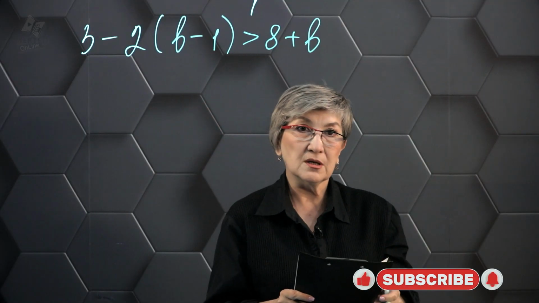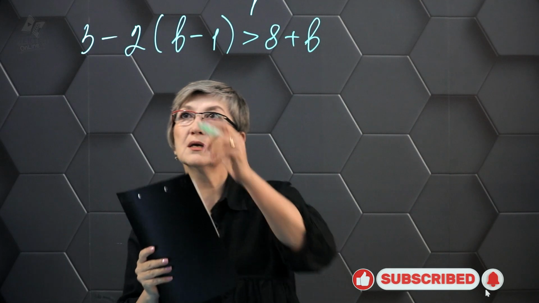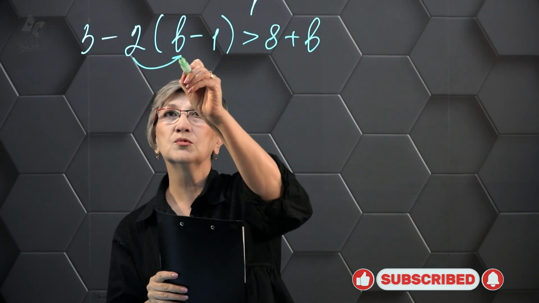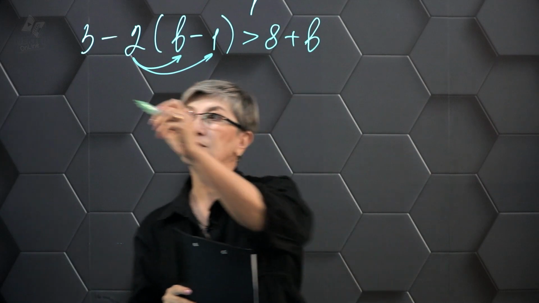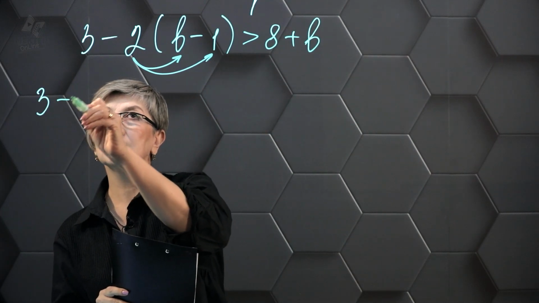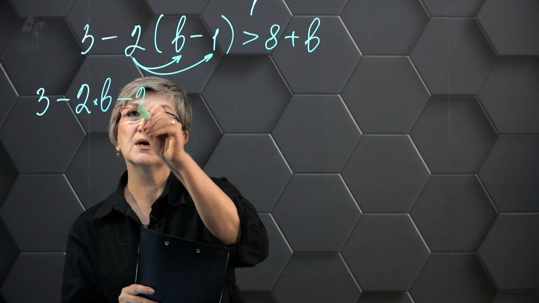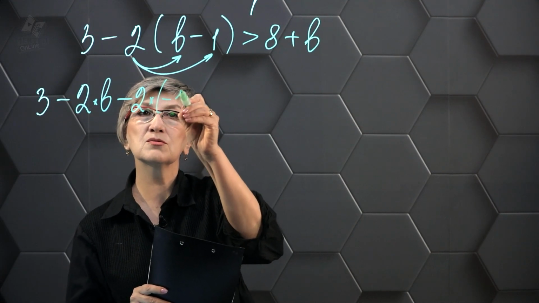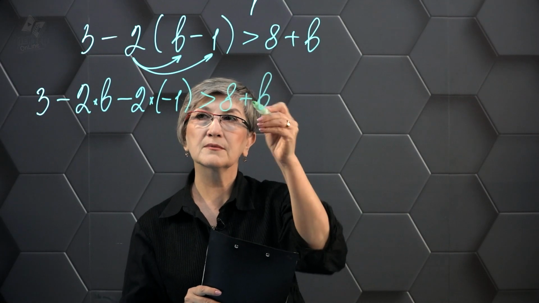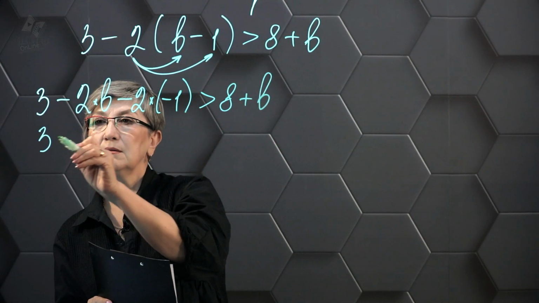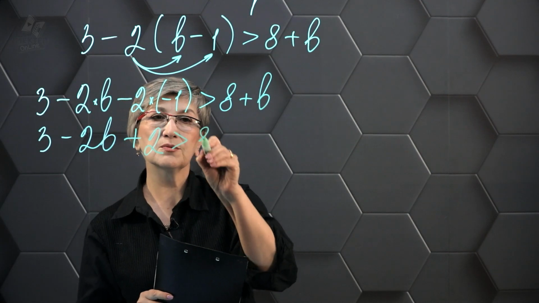In order to solve this inequality, we have to open the brackets. To do this, we multiply minus 2 by b, and minus 2 times minus 1. As a result, we have 3 minus 2 multiplied by b, minus 2 times minus 1, is greater than 8 plus b. Now we have 3 minus 2b plus 2 is greater than 8 plus b.